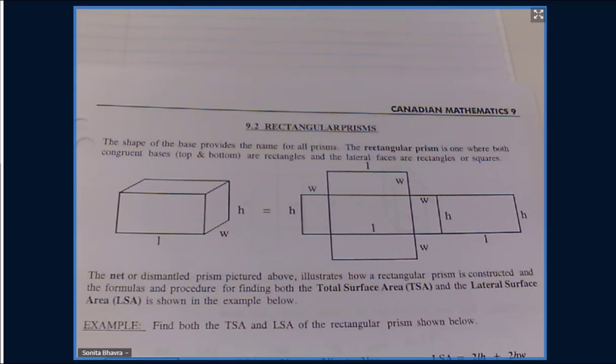If you're looking at just the lateral surface area, you're not including the area of the base, the top or bottom. That's what the lateral surface area is. All right, so we're going to take a look at an example next, and we're going to calculate the TSA, the total surface area, as well as the lateral surface area, LSA.